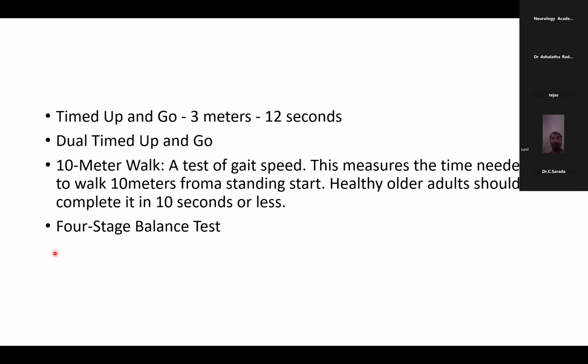After testing of the gait, we also do some bedside testing, such as the timed up and go test. The patient is made to walk 3 meters to and fro, and a normal patient should be able to do it within 12 seconds. There is also a dual timed up and go test, in which we ask the patient to also do mental arithmetic, that is serial subtraction, which is also impaired in patients of NPH.